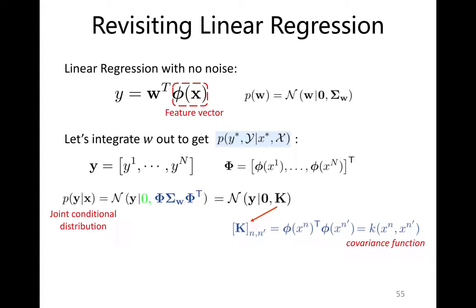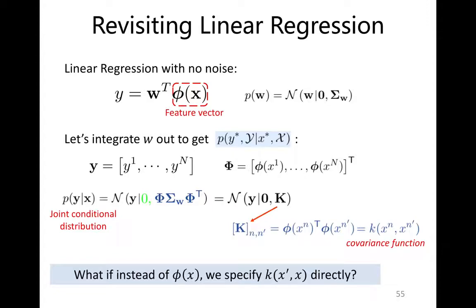So the general idea of a non-parametric model is that instead of having an explicit form of feature, let's work with a function that acts like a covariance function and skip this guy. And that's the general idea. So instead of having phi, we are going to go directly after k. Is the setup clear? Okay.